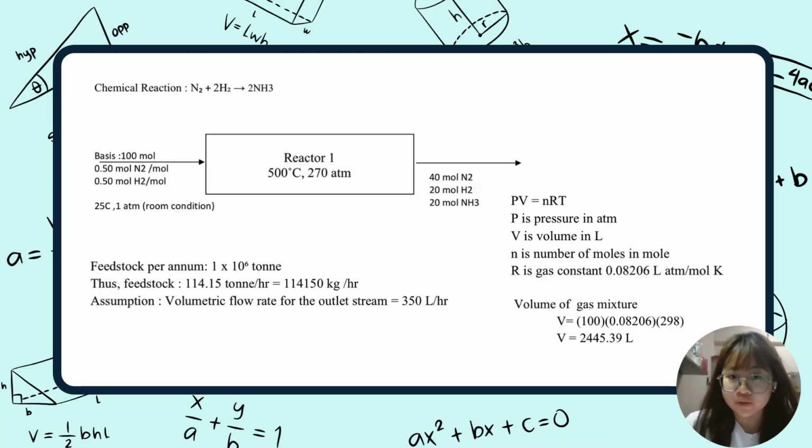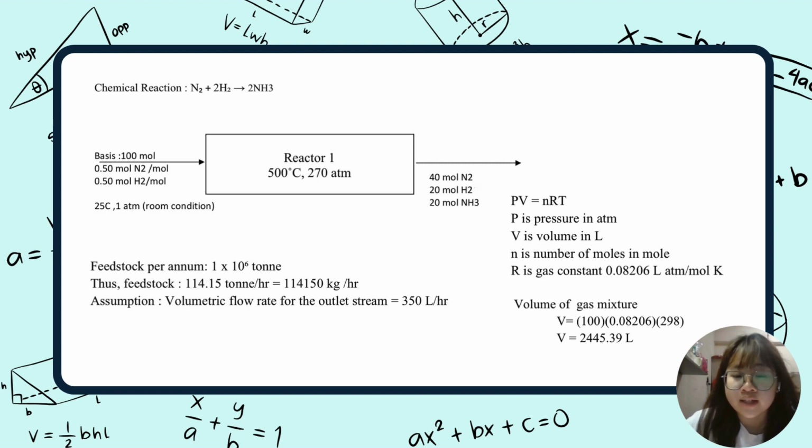This is the block flow diagram which shows that a 100 mole basis consisting of equal amounts of nitrogen and hydrogen gas enters reactor 1 and comes out with 40 mole nitrogen, 20 mole hydrogen, and lastly 20 mole of ammonia gas. The feedstock per annum in this project is 1 times 10 to the power of 6 ton of gas mixture. To aid further calculation, we will convert the unit from tons to kilogram.